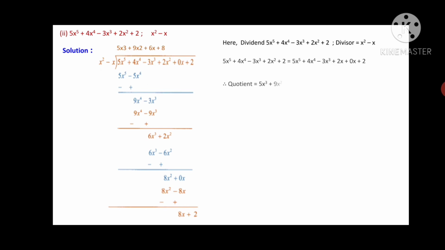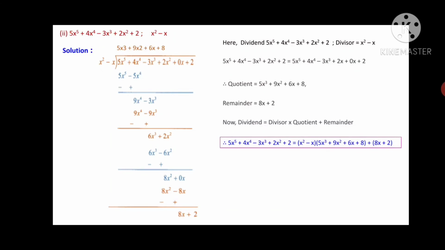Friends, here we will get the quotient 5x cube plus 9x square plus 6x plus 8 plus remainder. So you can put it into the formula as 5x raised to 5 plus 4x square minus 3x square plus 2x square plus 2 as the dividend, and the divisor is x square minus x, and the quotient that we got after division is 5x cube plus 9x square plus 6x plus 8, plus remainder 8x plus 2. This is practice set 3.1.